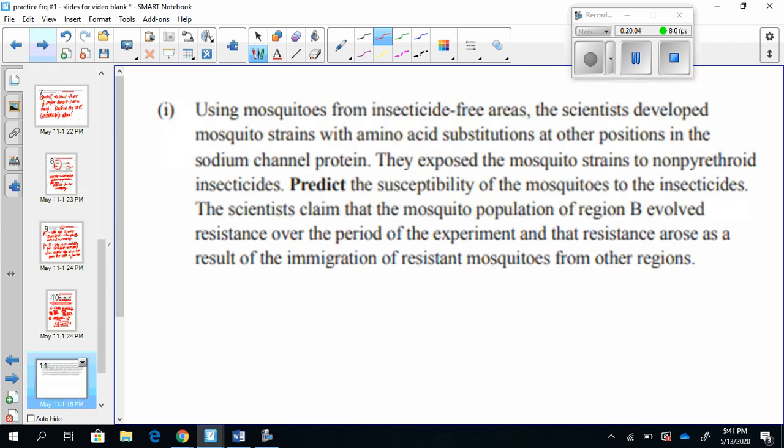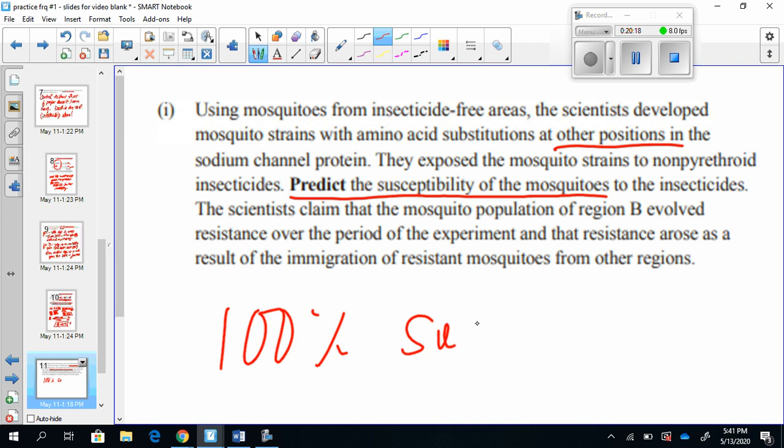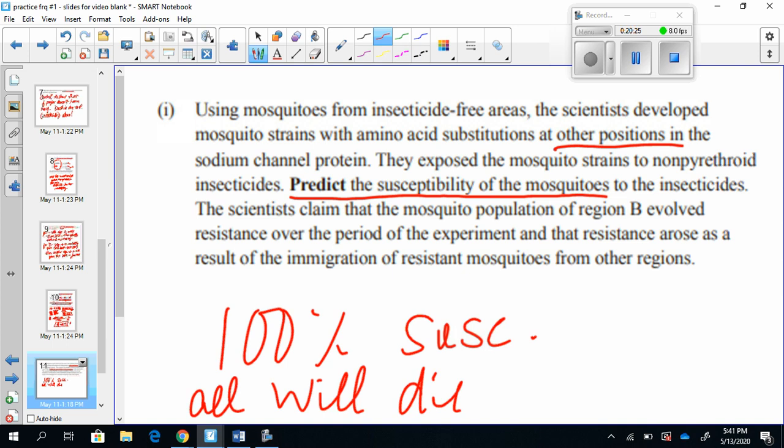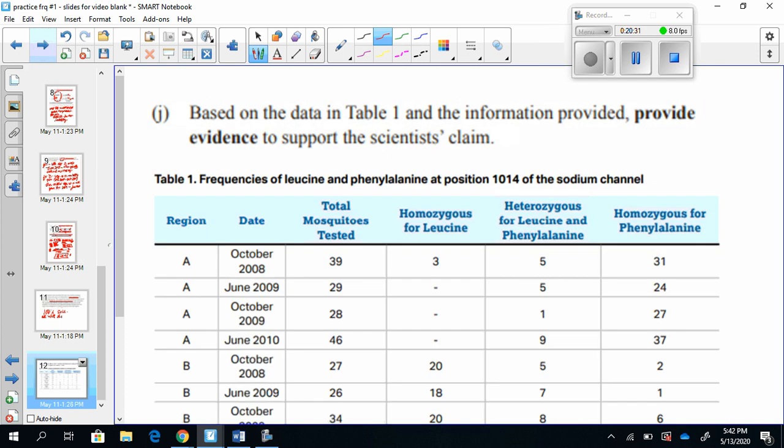All right, next question. Using mosquitoes from insecticide-free areas, the scientists developed mosquito strains with amino acid substitutions at other positions. Predict the susceptibility of the mosquitoes to the insecticide. Okay, they are 100% susceptible, or they will die. All will die because you're giving it an insecticide. So my assumption is always that they're going to die if you expose them to an insecticide.